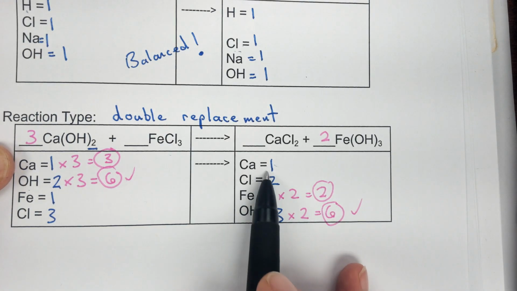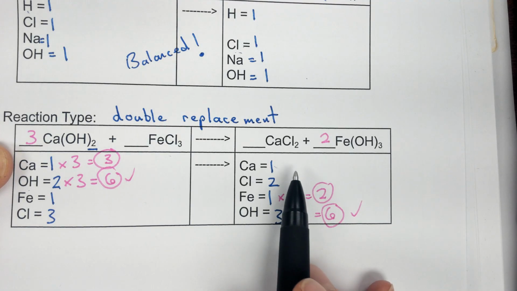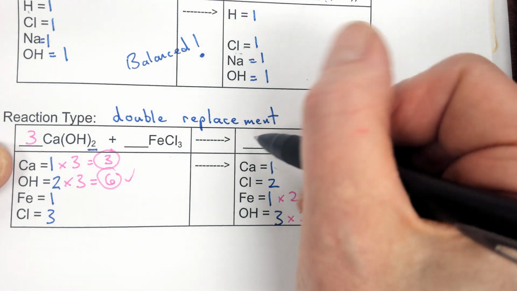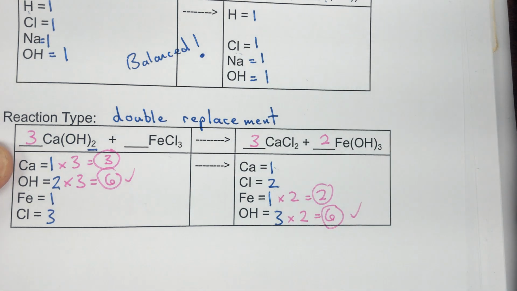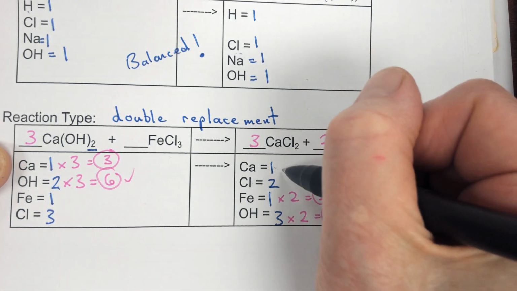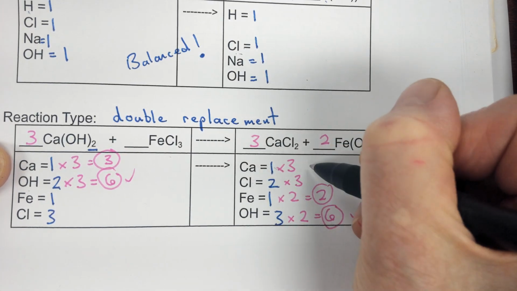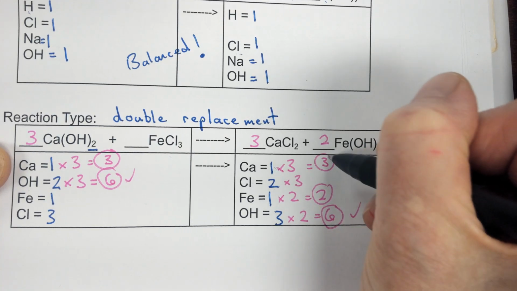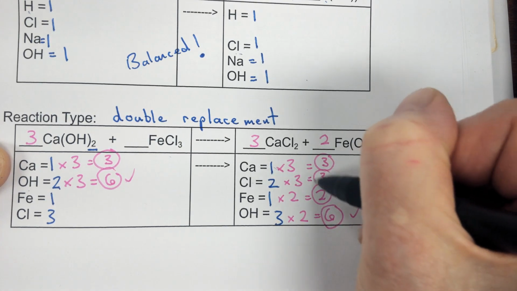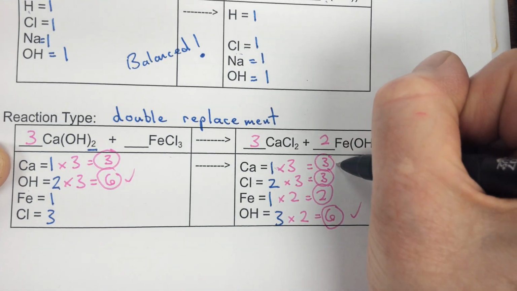Then I look at my calcium. I've got 3 here and 1 here. So I'm going to multiply on this side where I have less. I do that by putting a coefficient in the blank. The coefficient will multiply everything in the formula. So that's going to be 1 times 3 and 2 times 3. All right, I look at my list again. Now my calciums are balanced.